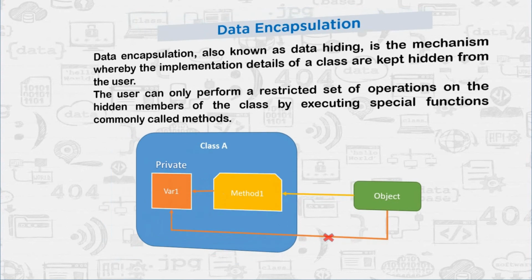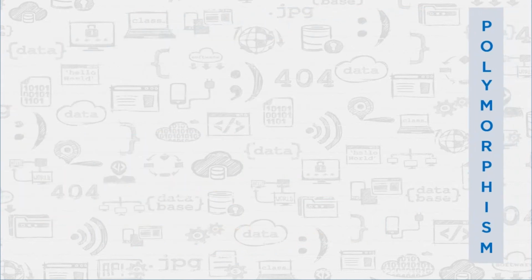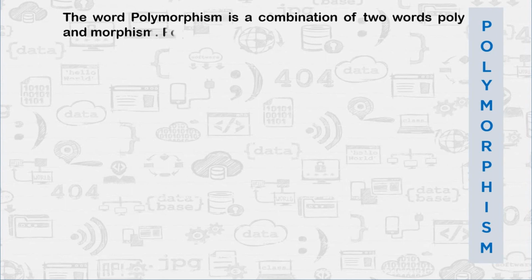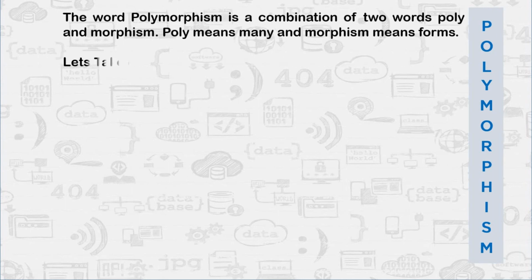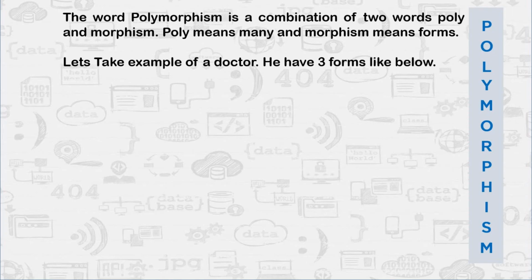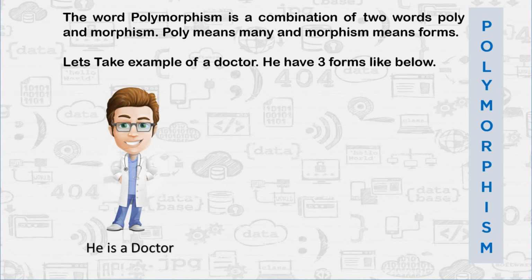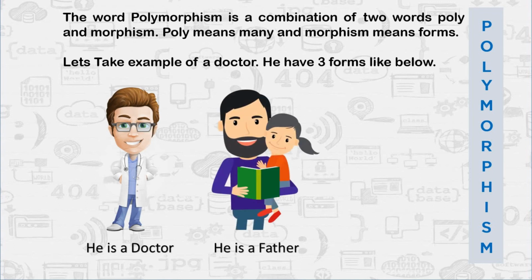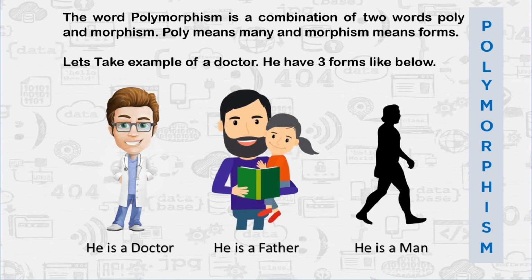Finally, last but not the least pillar is polymorphism. The word polymorphism is a combination of two words, poly and morphism. Poly means many and morphism means forms, that is, many forms. Let's take an example of a doctor. He has three roles. He is a doctor, he is also a father, he is also a human being. A single person having multiple forms. This mechanism is called polymorphism.